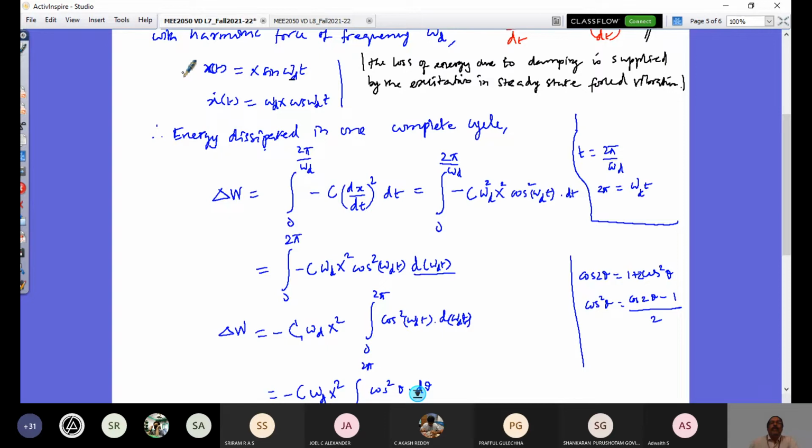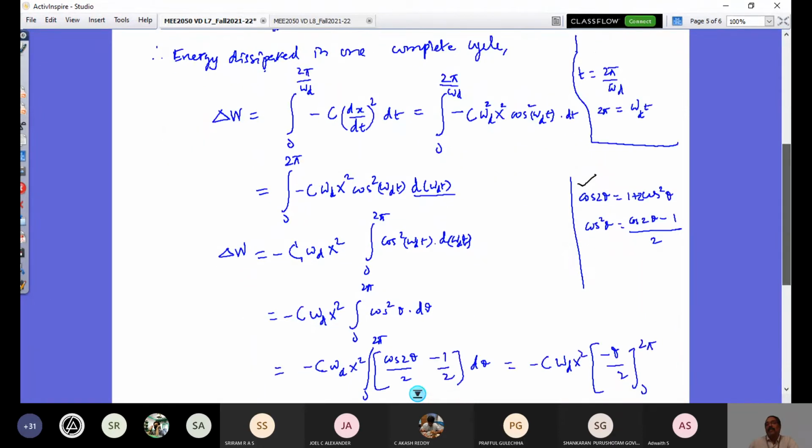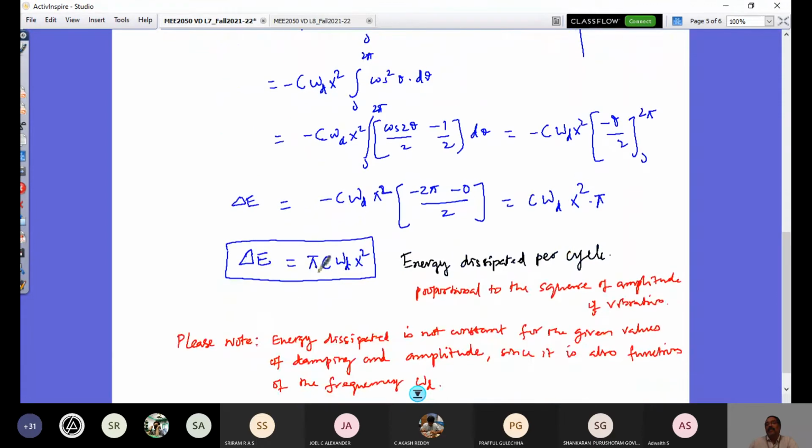So if this is my steady state response of forced vibration, right? We have not started with the forced vibration. We're going to do that today, but consider that it's a forced vibration. And its velocity derivative gives you this. So you can substitute in this place and carry out the simple integration with this understanding of trigonometric relations, and finally get the dissipated energy as pi times damping coefficient c times omega d times x squared. So this is the energy dissipated per cycle, and it is proportional to the amplitude squared. You also have to note that it also depends on the values of zeta and omega d.